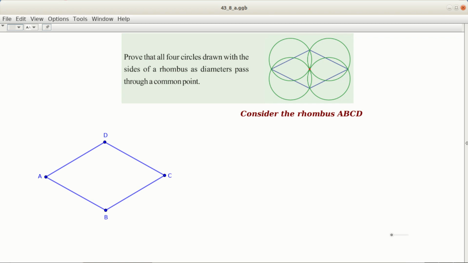You know that in a rhombus all sides are equal. Here AB, BC, CD and AD are the sides. They are all equal in length.